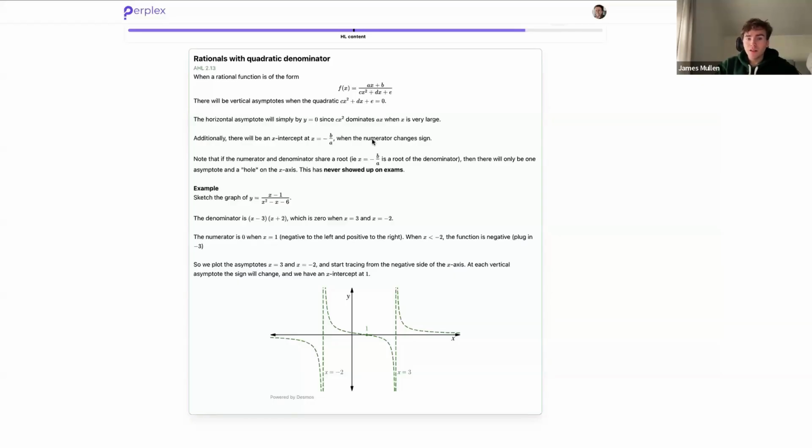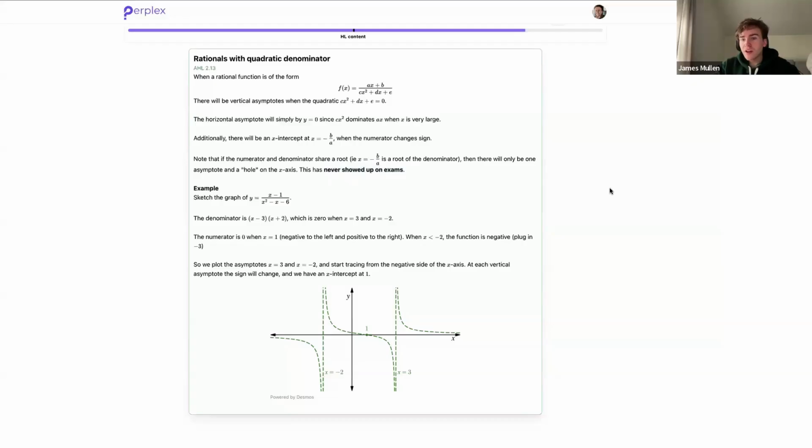What else do we know? If the numerator and denominator share a root, this has never shown up on exams, by the way, but in theory I want you to know this. If one of the zeros of the denominator is also a zero of the numerator, then you won't have an asymptote there because you would have 0 over 0. It would still be undefined, but it would just be 0 over 0 and not an asymptote. Mind you, it has never shown up on the exam.